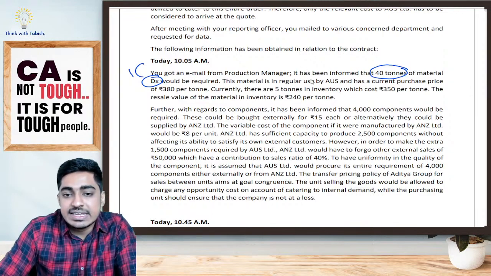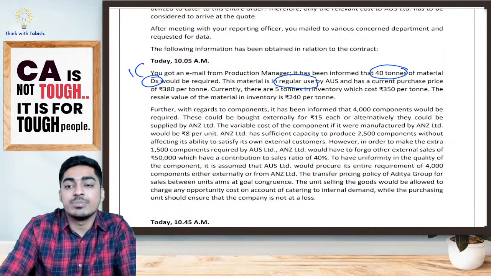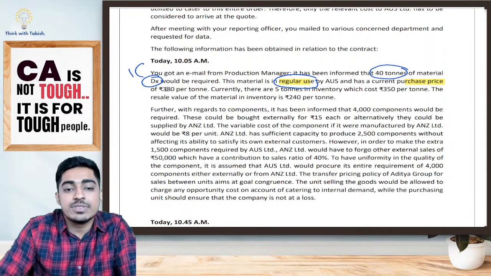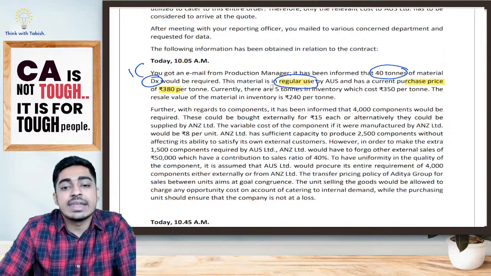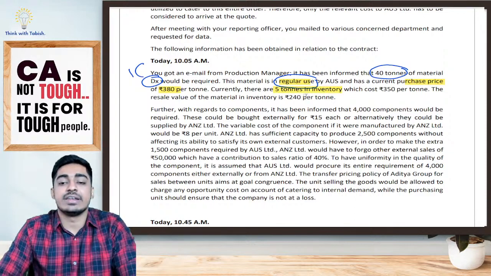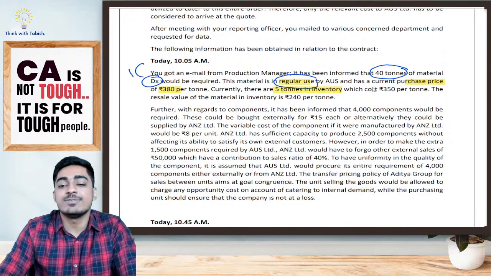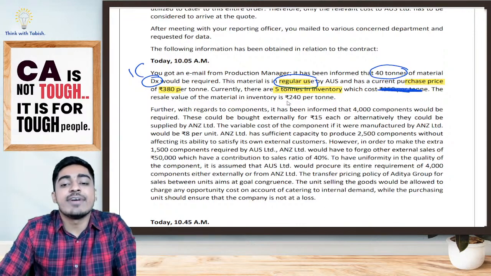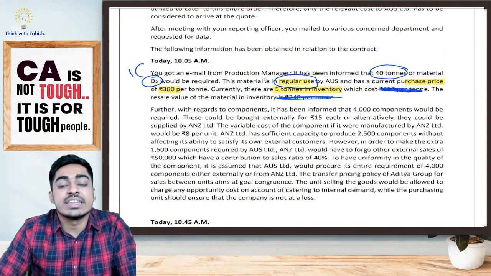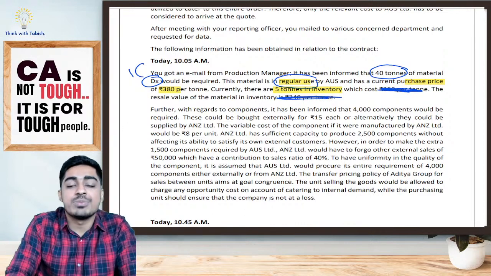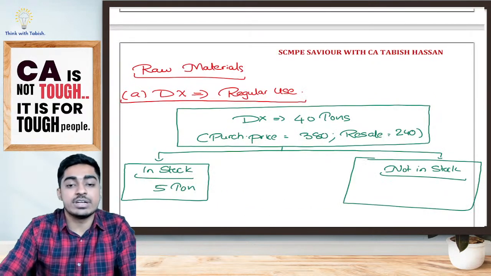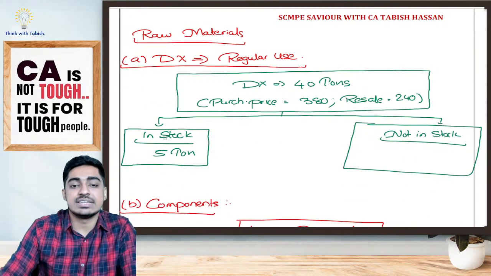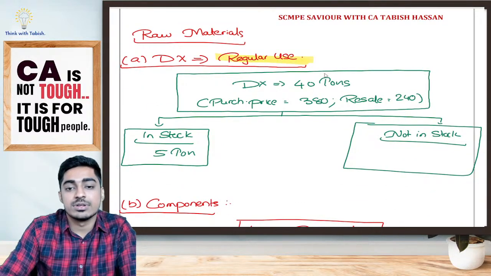What is the question telling? The raw material is in regular use and has a current purchase price of 380 rupees. Currently, there are 5 tons in inventory, which was purchased at 350 per ton. Historic cost, sunk cost, we don't want. Resale value of inventory, we don't want because it is in regular use. How many tons do we want? Total 40 tons we want, as it is in regular use.